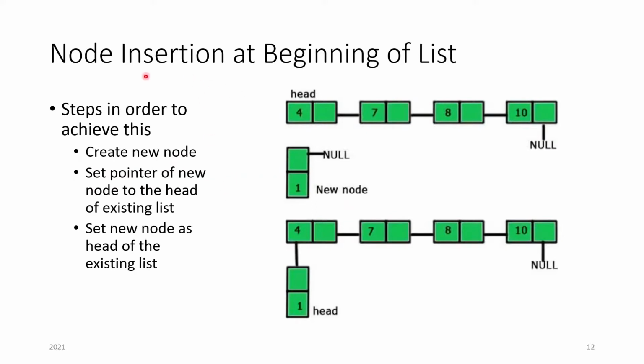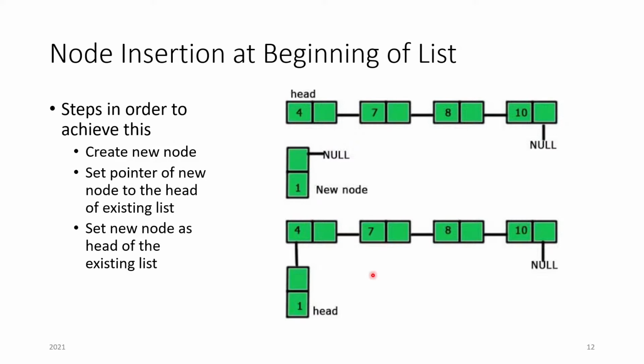So if we wish to insert a node at the beginning of our list, and this node here is our new node, we create the new node first, and then we need to point this new node to the head of the existing linked list. And then we need to switch the head of the existing linked list to point such that it starts at the new node that we created.